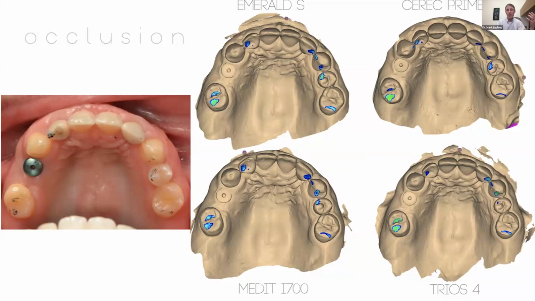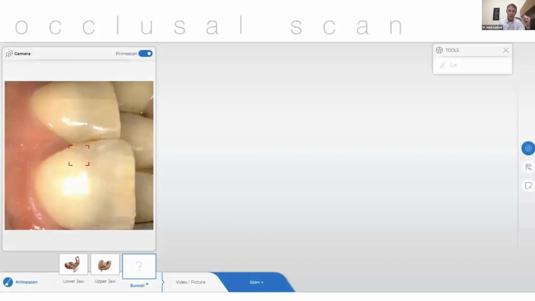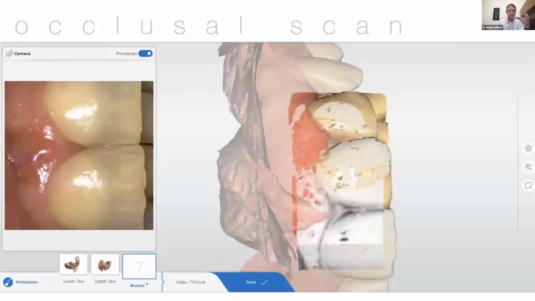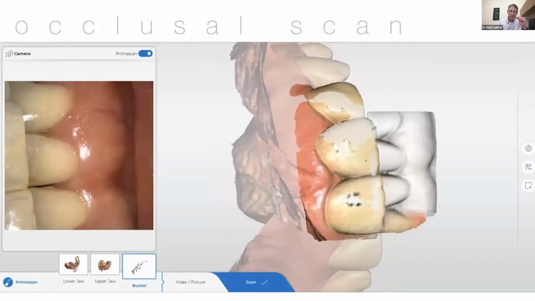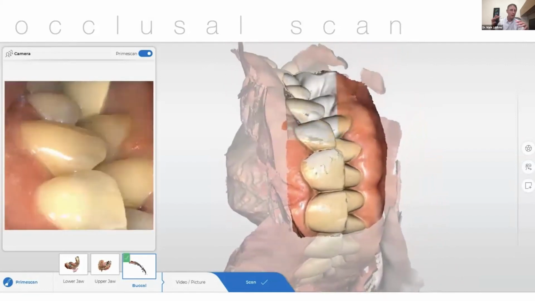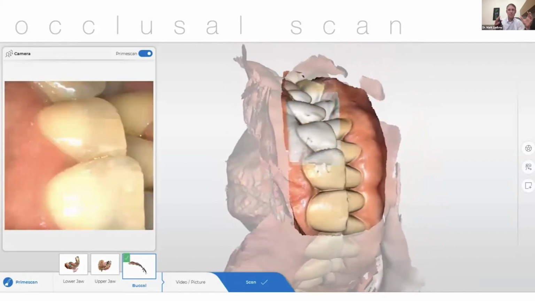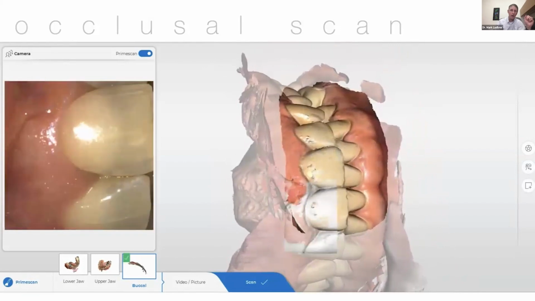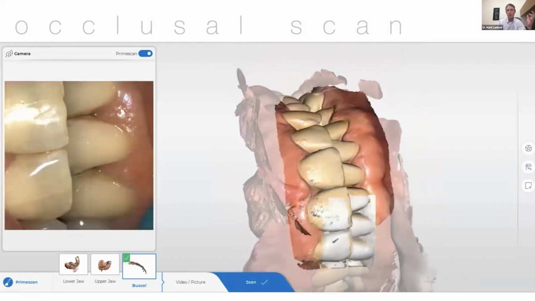And how you make the occlusion on these things is basically you just have the patient bite, you put the scanner in there and scan until either it makes a sound or both arches show up. Every scanner is a little bit different, but you can see how quick you can take one of these things. It usually takes maybe 3 to 5 seconds to take an occlusal scan.